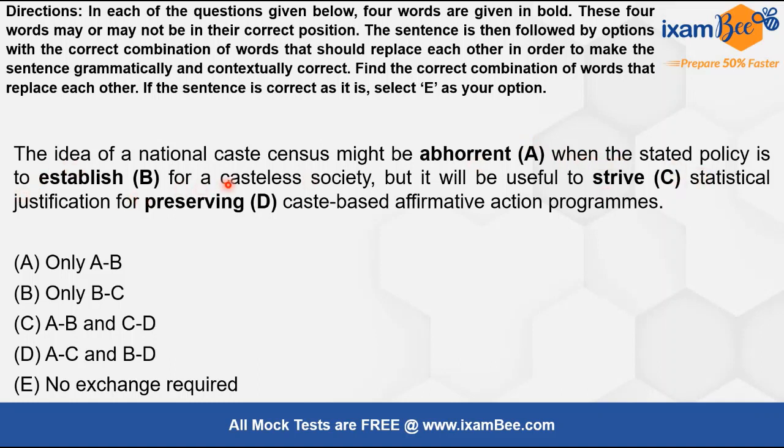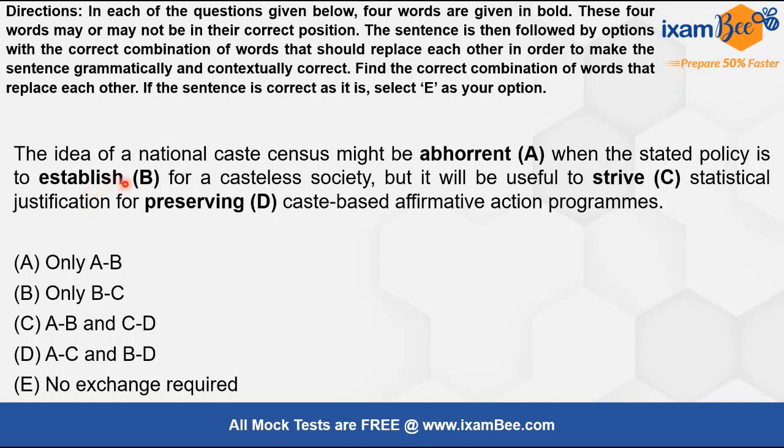policy is to establish for a casteless society, but it will be useful to strive statistical justification for preserving caste-based affirmative action programs. So when we read this, we know that with establish we don't use for, right? It is generally said to establish a modern society, to establish a casteless society, right? So here, since for is written, this is the incorrect usage. But we do say to strive for a casteless society, right? So strive and establish need to be swapped to make the sentence meaningful, right?